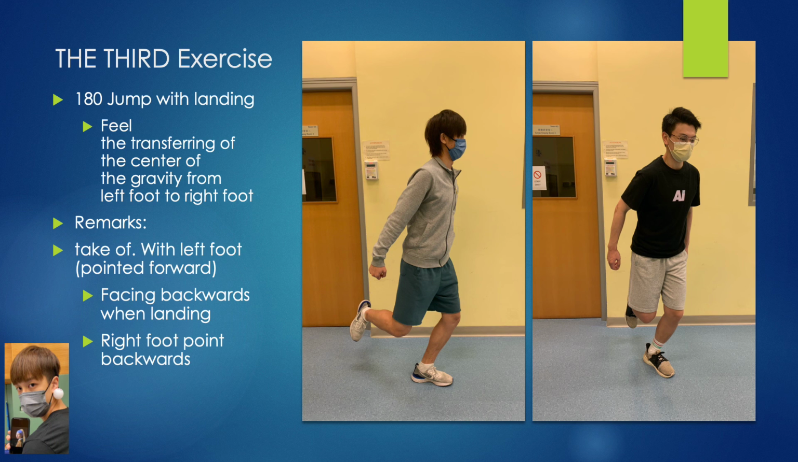The third exercise, doing a half rotation jump with single leg takeoff. It is a practice to feel the transferring of the center of gravity from the left foot to the right foot. Be sure to take off with the left foot pointing forward, and the landing should be facing back to the takeoff point after rotating 180 degrees, with the right foot pointing in the direction of takeoff.